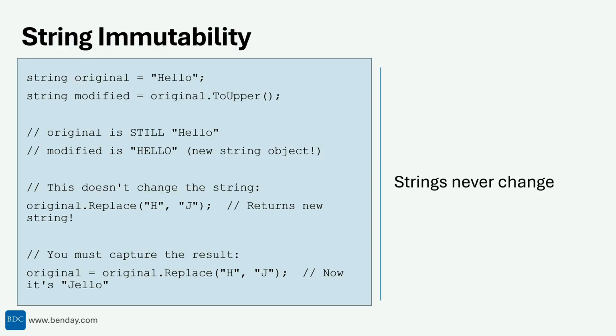This is the part that confused me at first. String methods don't modify the original string, they return a new string. If you don't capture the result, nothing happens.